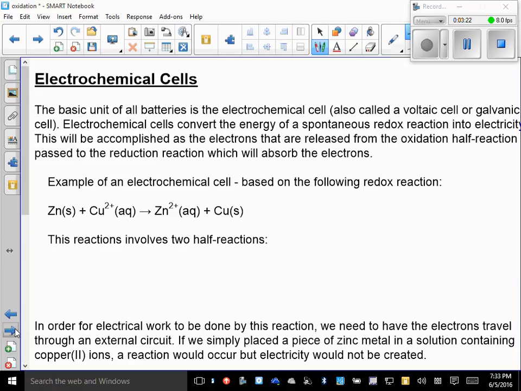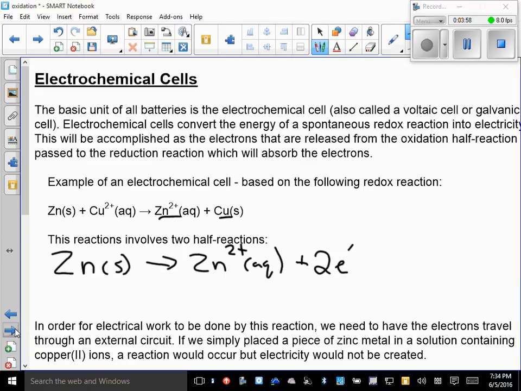An example we're going to use is this redox reaction: solid zinc plus copper in solution goes to zinc ions and solid copper. There are two half reactions happening. First of all, we have zinc, and it's going to zinc ions. How many electrons? We went from an oxidation number of 0 to +2, so we lost 2 electrons. Leo the lion says Ger: loss of electrons is oxidation.